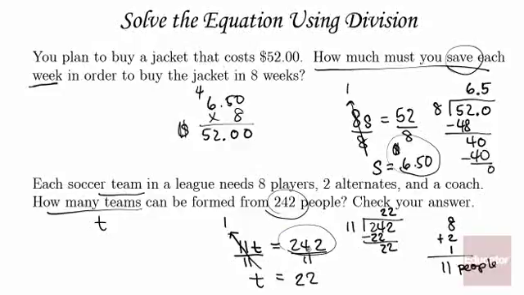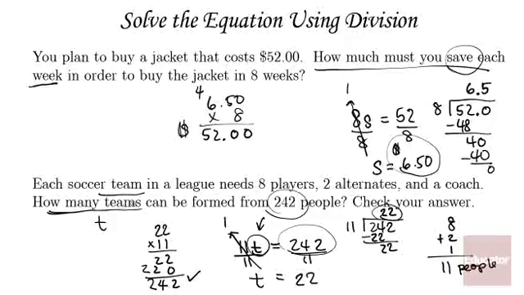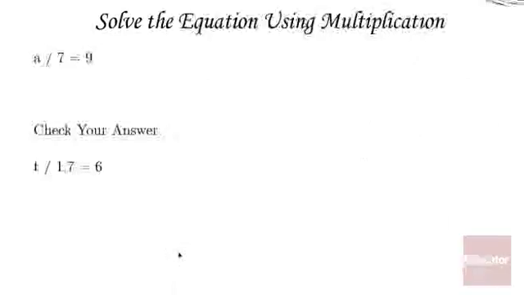Let's check our answer. Let's substitute 22 in place of this T. So 22 times 11. 2, 2. Hold the place, 2, 2. 2, 4, 2. And yes, it checks out. So my total is 22. Let's answer our question with a unit. 22 teams. And we've also checked our answer by multiplying.